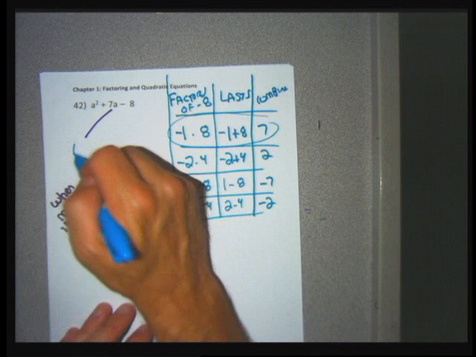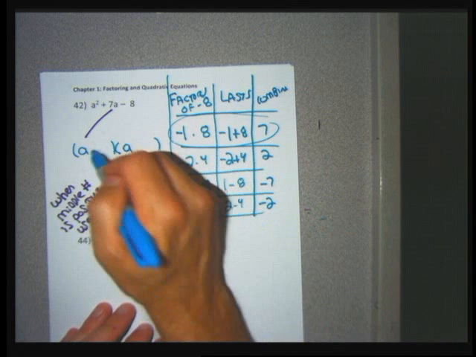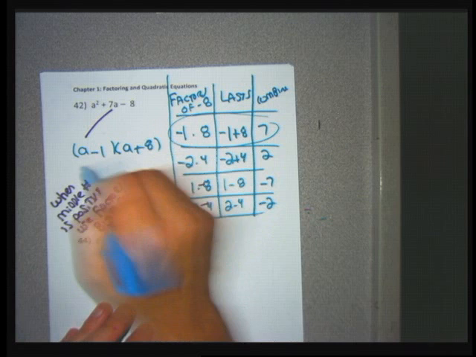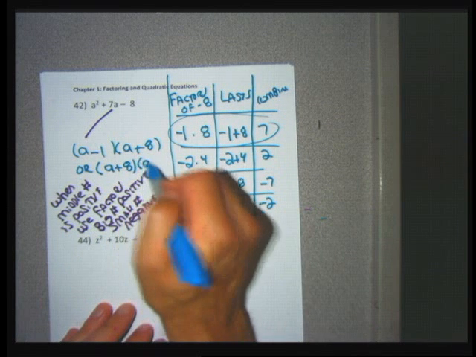I'm going to split the a's between the two firsts, and then I could either write -1 and +8, or I can write +8 and -1. That kind of doesn't matter.